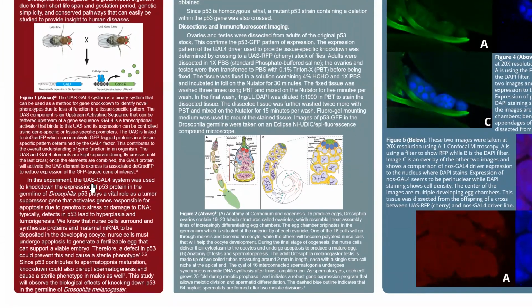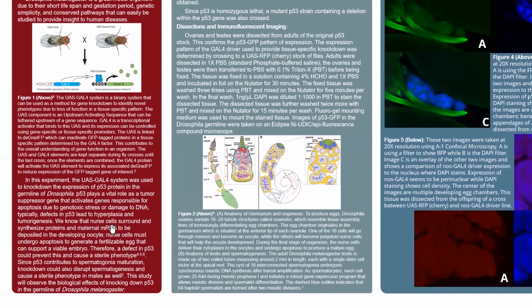So in this experiment, the UAS-Gal4 system was used to knock down the expression of P53 in the germline of Drosophila. So the Gal4 component for ovaries is nanos, and the Gal4 component for testes is T100. And we know that for ovaries, there are nurse cells that surround the developing oocyte, and they synthesize proteins and maternal mRNA to be deposited into the developing oocyte. And these nurse cells must undergo apoptosis to generate a fertilizable egg that can support a viable embryo.